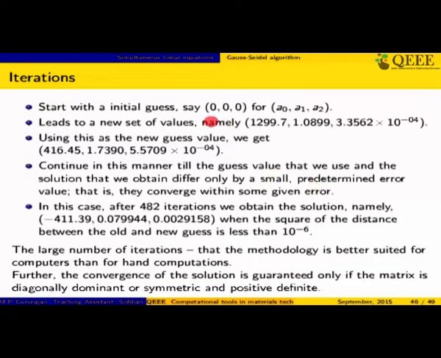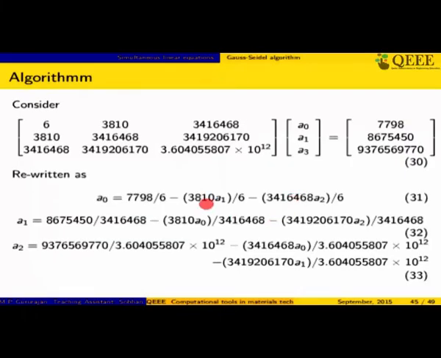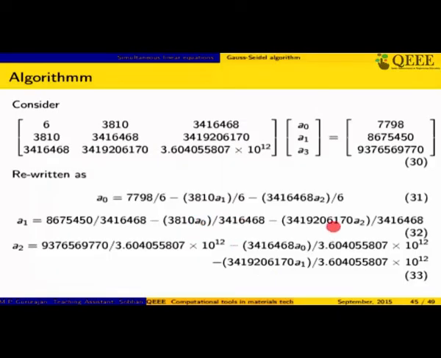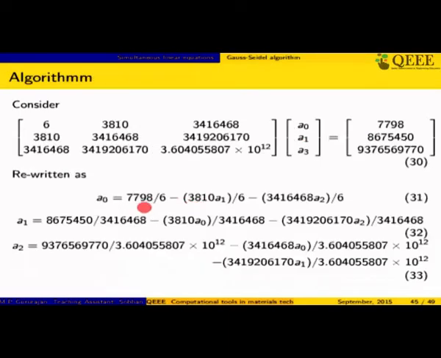For example, if the initial guess is all 0, then what happens? So this is 0, this is 0, so 7798 by 6 will be the first solution that you will get, that is 1299.7. Similarly, this will become 0, this will become 0, so 8675450 by 3416468. So that is like a factor of about 3. So A0 I have already gotten as 7798 by 6.